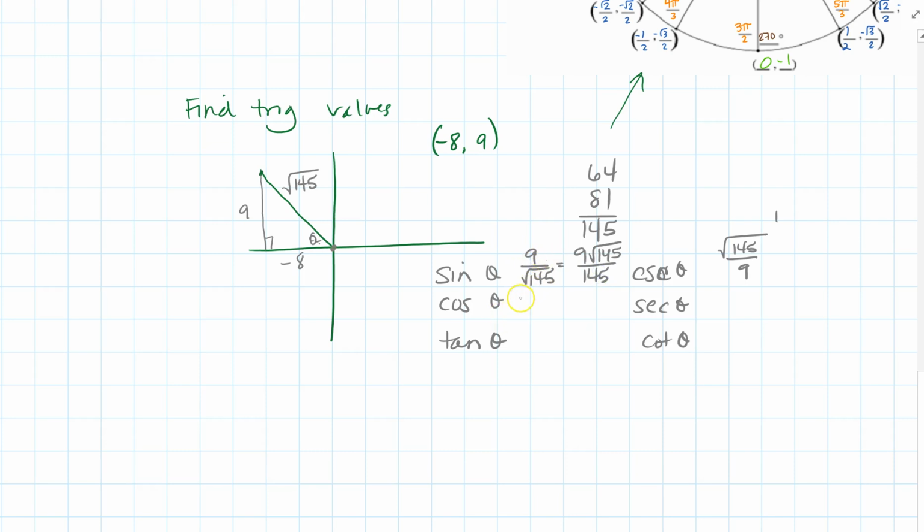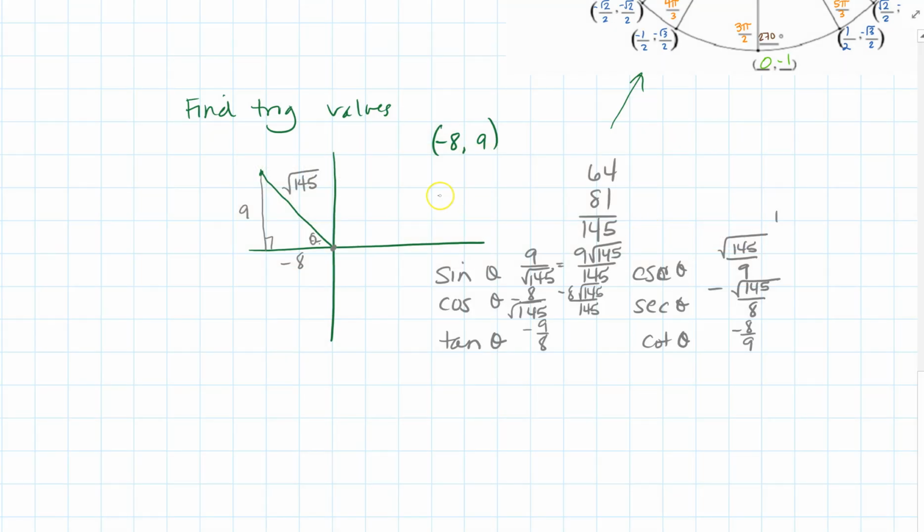The cosine is going to be negative 8 over root 145, which means the secant is negative root 145 over 8. Notice I put the numerator as negative, not the denominator. And this is, of course, negative 8 root 145 over 145. And the tangent is going to be negative 9 over 8, negative 8 over 9. I'm going to check to make sure my negatives are right.